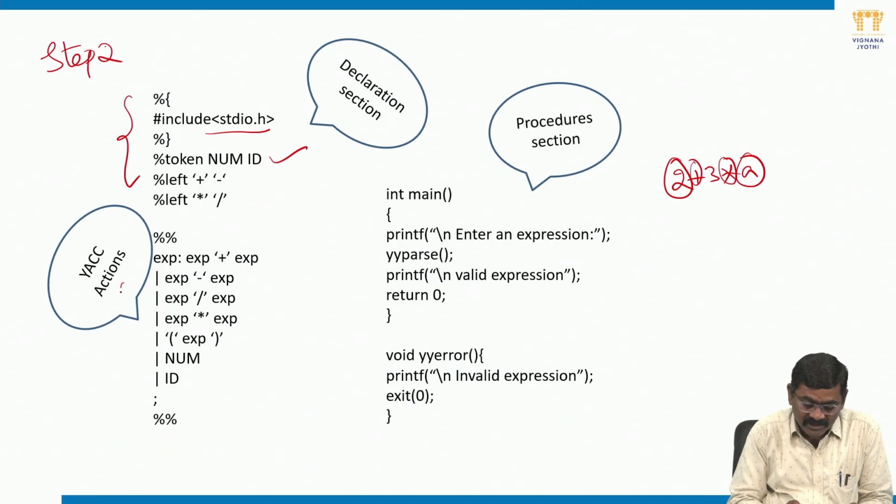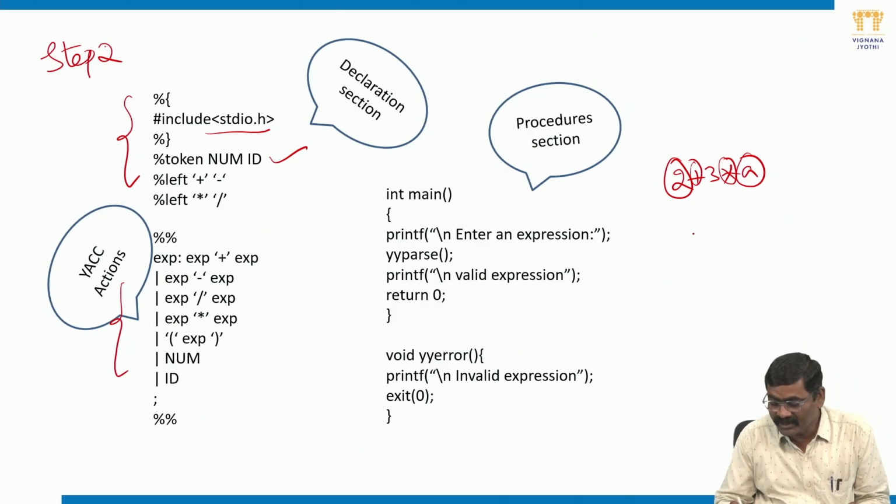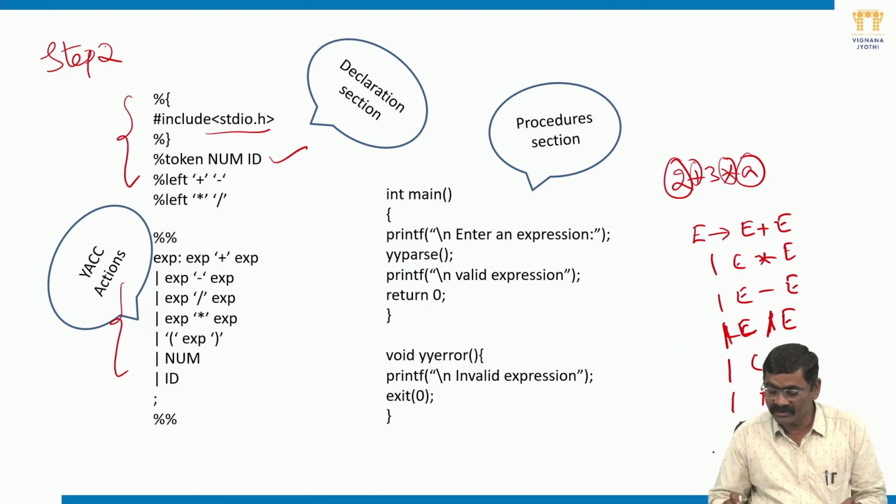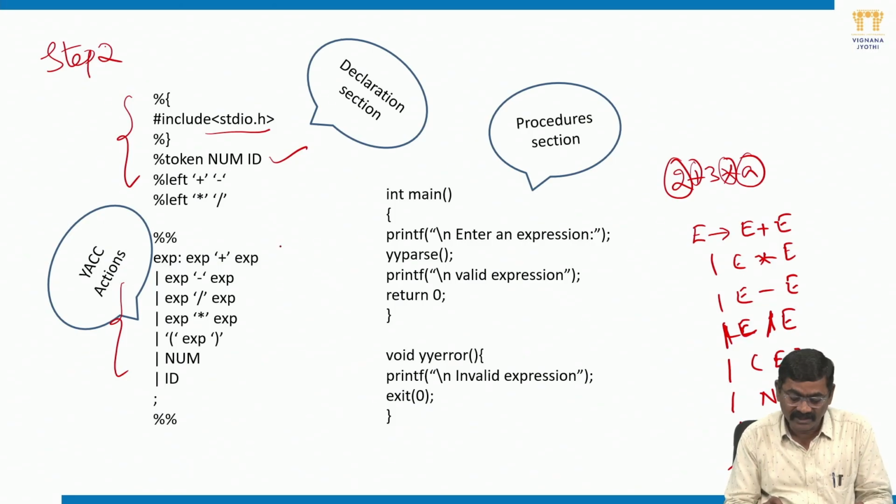After that, the grammar rules section. This is the grammar rule section or YACC action section. In that action section, we need to take the grammar. Here the grammar considered is E gives E plus E, or E star E, or E minus E, or E division E, or E exponent E, or number, or ID, semicolon. This is only one production, so the first one can be expressed like this.